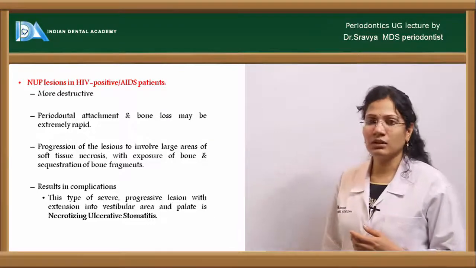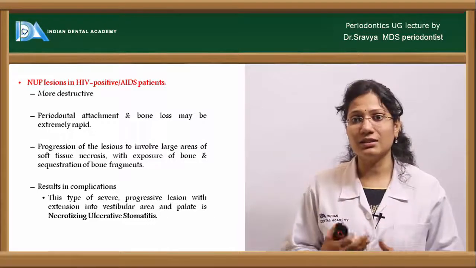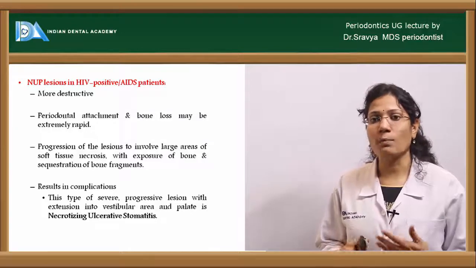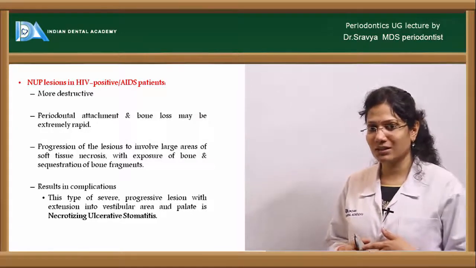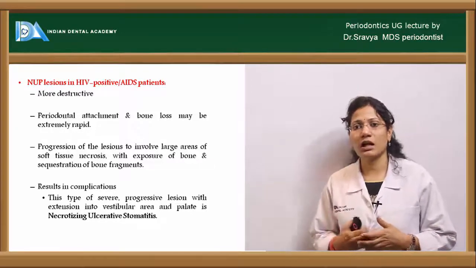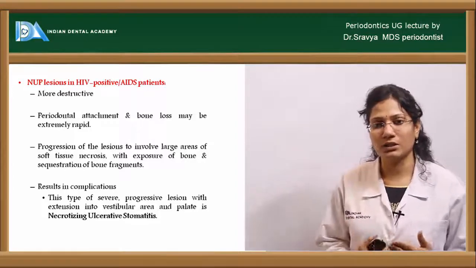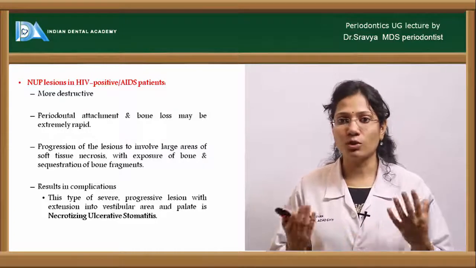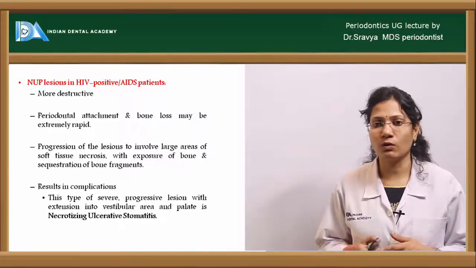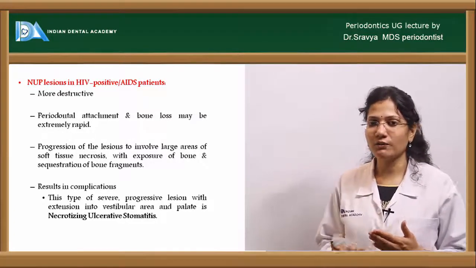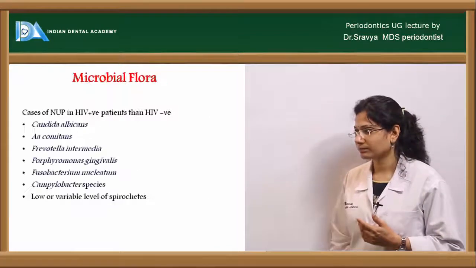What are the other complications? It's also seen that you can get some complications because of the HIV positive status. Necrotizing ulcerative periodontitis can spread further to involve your vestibular areas and the other mucosal tissues in the oral cavity, further leading to what is called necrotizing ulcerative gingivostomatitis.